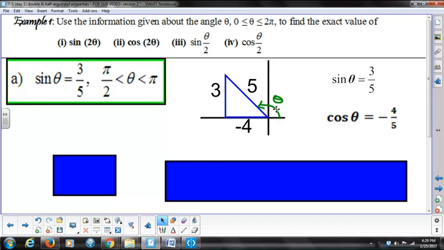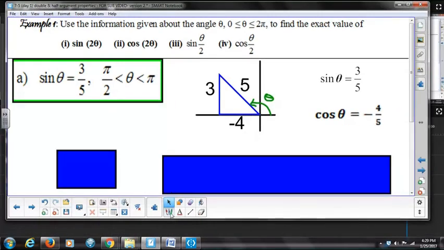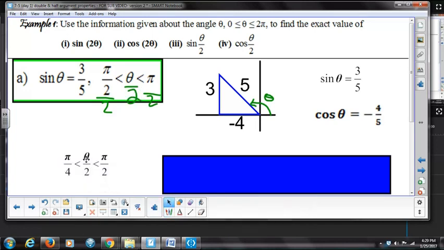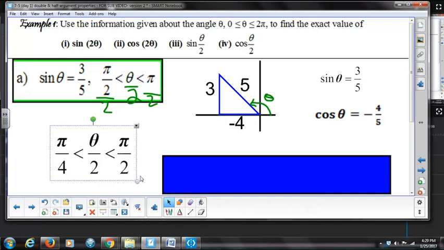So right now, half theta. Right now, theta is in the second quadrant. So we're told theta is between pi over 2 and pi. So all you want to do is take half of that. If you take half of pi over 2 and half of pi, you get that theta over 2 is between pi over 4 and pi over 2.